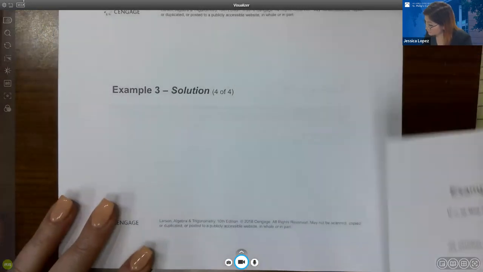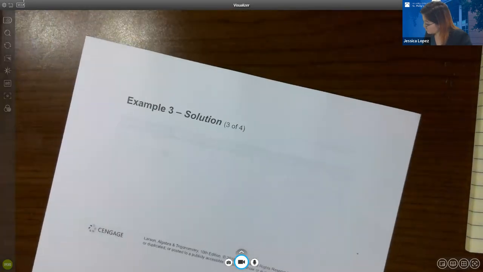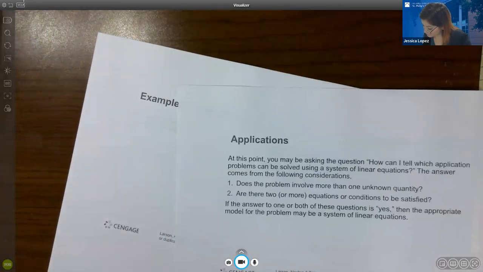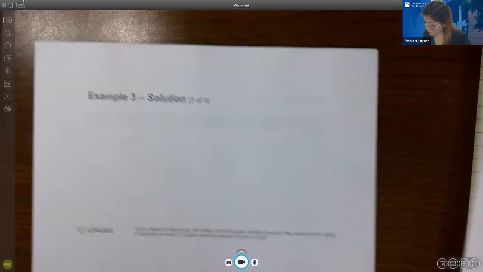I believe, am I missing? Oh, I just have all these blank pages. I didn't even do anything.